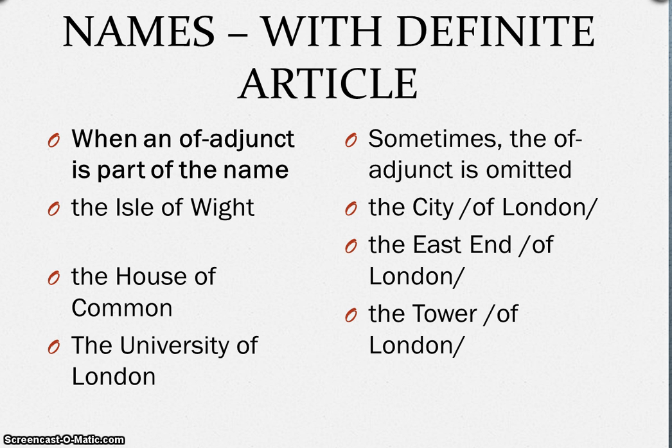When you have an of adjunct as a part of the name, you should also use the definite article. The Isle of Wight, the House of Commons, the University of London. Sometimes you can omit the of adjunct, but it's still there implicitly. The City of London, but you don't say the of London. The East End or the Tower.